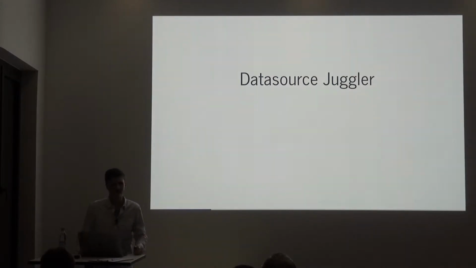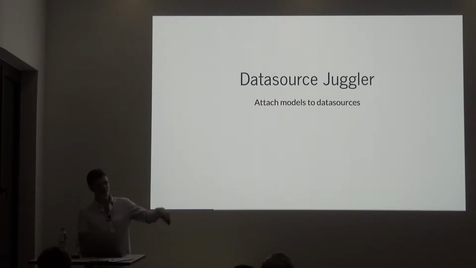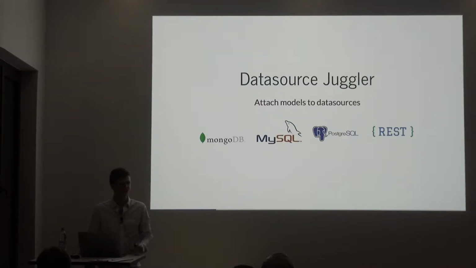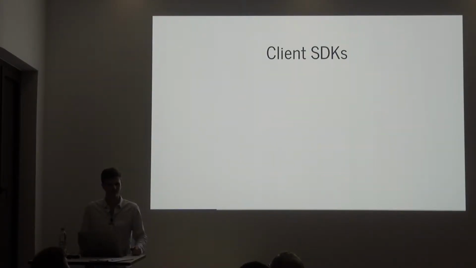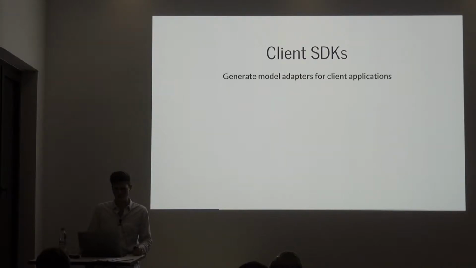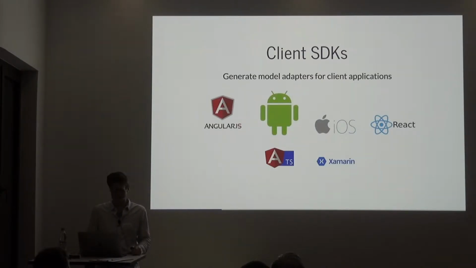The thing on the right, they call the data source juggler, and what it does is attach the models that you define to data sources in the backend. And as I said, they support a lot of different data sources. That's just a small set of examples. And on the left side, they have client SDKs where they generate adapters for your backend for these client applications, and they also support many of the big players there.